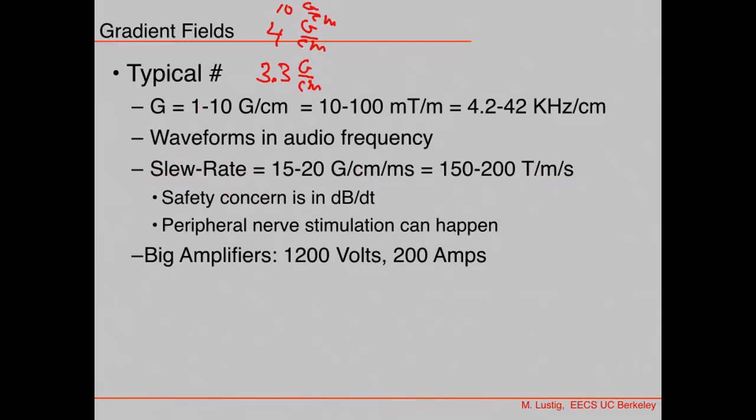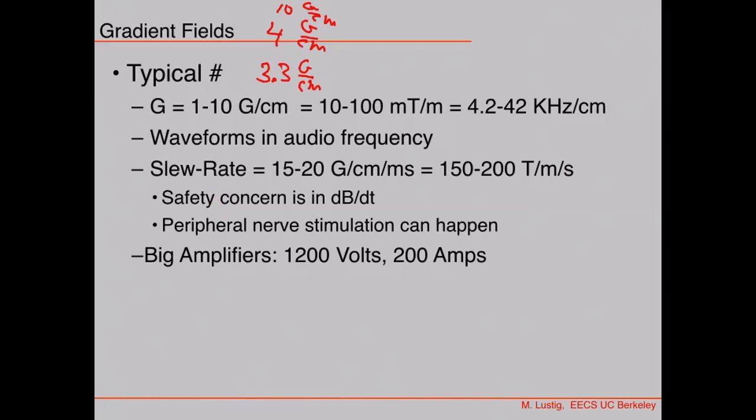And so this could be an issue from a safety concern, because once you have a change in the gradient, that also causes change of magnetic field versus space. And so it creates changes in magnetic flux that can cause changes in electric fields, and that causes eddy currents, and that can cause in the body peripheral nerve stimulation at some rates. So you can actually stimulate neurons if you switch these things very rapidly.